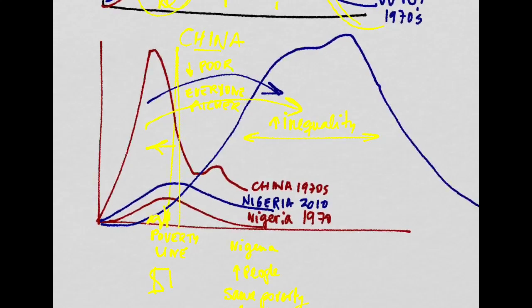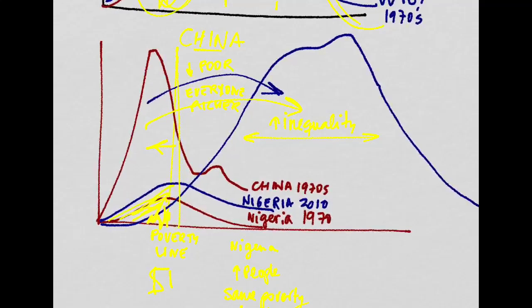In contrast, other countries such as Nigeria or the rest of Africa that had a big chunk of people below the poverty line back in the 1970s still remain with high rates of population below the poverty line nowadays.